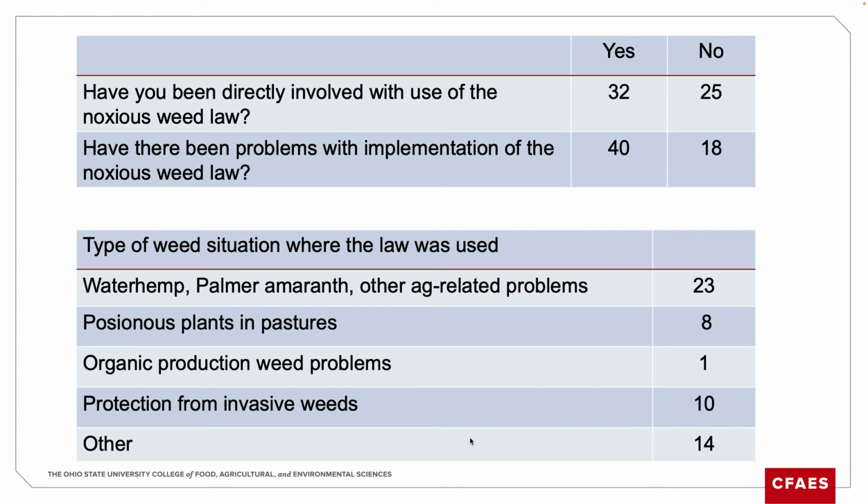Ag-related problems like water hemp and palmer is the majority of this, followed by protection from invasive weeds and poisonous plants in pastures. And then other miscellaneous situations. So while you don't necessarily think of ag as where you would see noxious weeds the most readily, those are instances where someone needed to do something and the law was used.